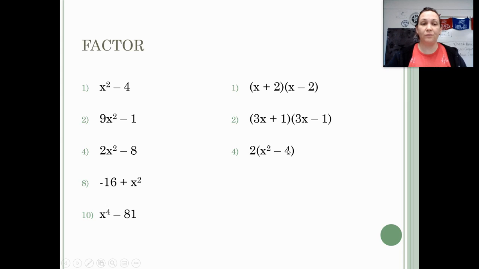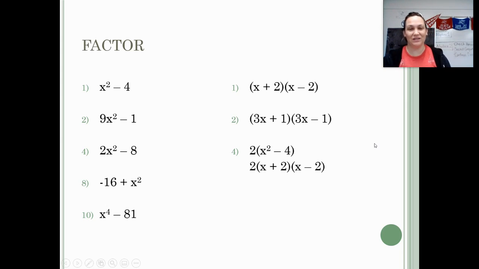And then x squared minus 4, we had already done that one up here. It turns into an x plus 2 and an x minus 2. Since there were 2 types of factoring, we end up with 3 parts to our answer: the GCF and our 2 parentheses.